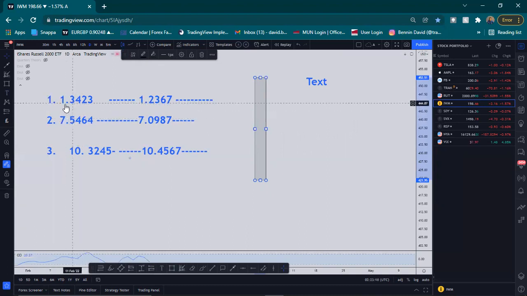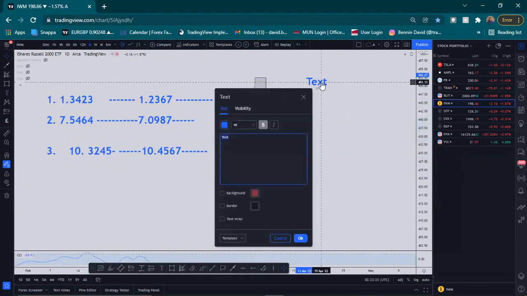Because the first value is 1.1.7.7.10.10, you don't need the first one. You are just subtracting 3423 minus 2367, and then you get the answer. You do the same for this one. And then the second part of this, so you know the total number of pips for question 1, question 2, and question 3.